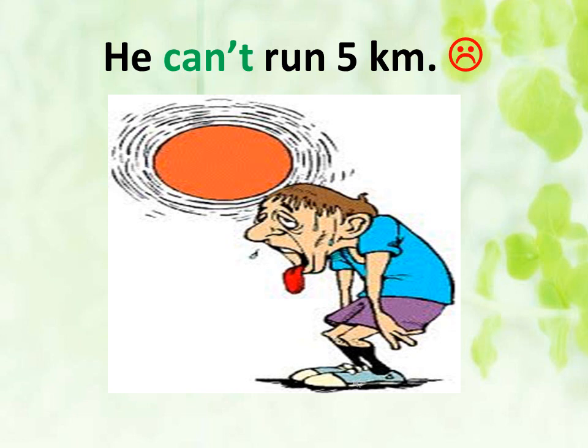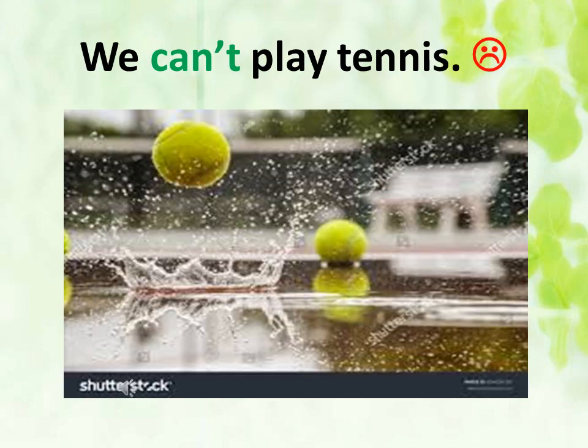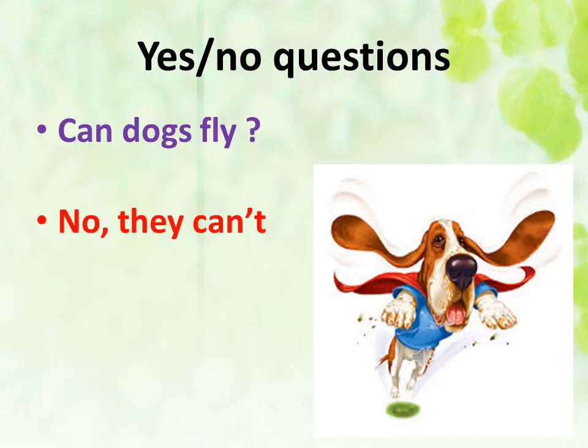Look at the picture. We have a man who looks tired. Okay, so he can't run 5 kilometers. He can't run 5 kilometers. Look, next example. So we have people playing tennis and it's raining. So they can't play in the rain. So we can't play tennis. Why? Because it's raining.